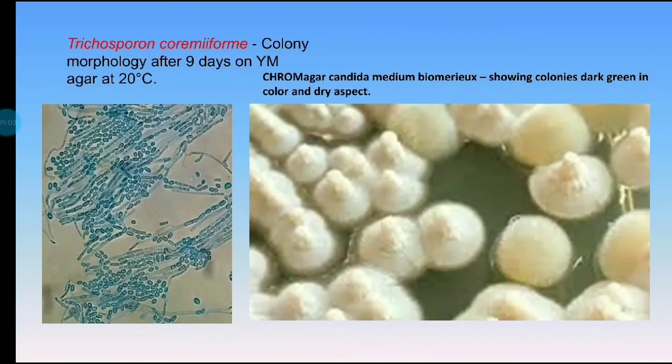This slide I brought to show the colony on chromogenic Candida agar, showing colonies that have these characteristics: dark green in color and dry in aspect. On the left, morphology after 9 days on agar at 20 degrees Celsius, and we can see in the microscopy the arthroconidia and pseudohyphae. These are characteristics of them too.